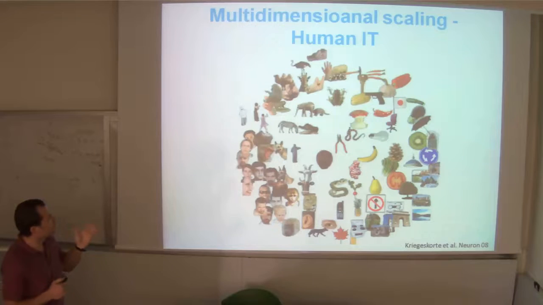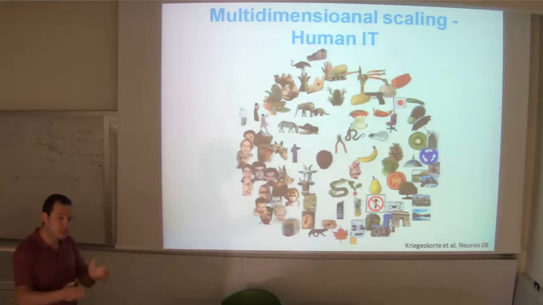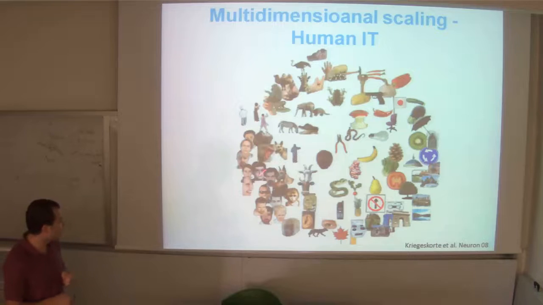So this is the multidimensional scaling of human IT. This figure shows the unsupervised arrangement of the stimuli, the images, reflecting the response patterns that we were able to record with fMRI in this case. And we can see that the faces are nearby, but also the faces of the animals are not very far from them.